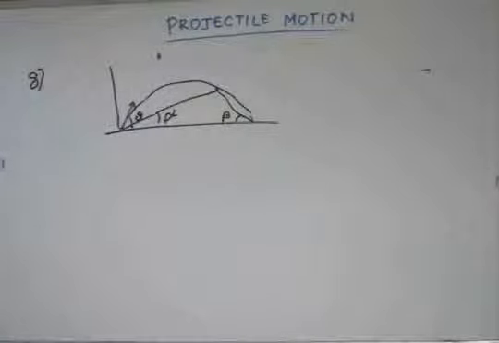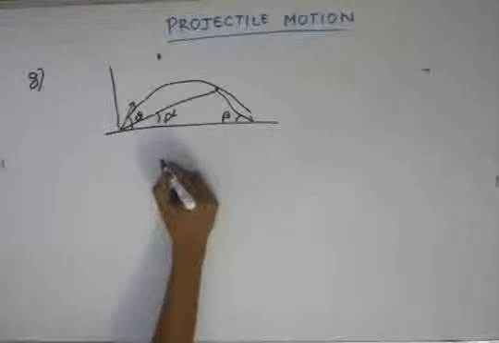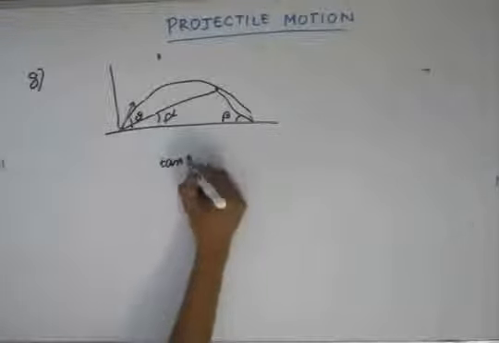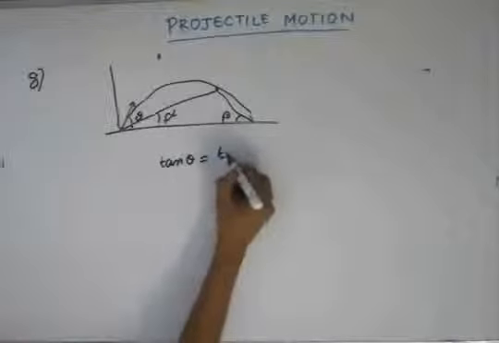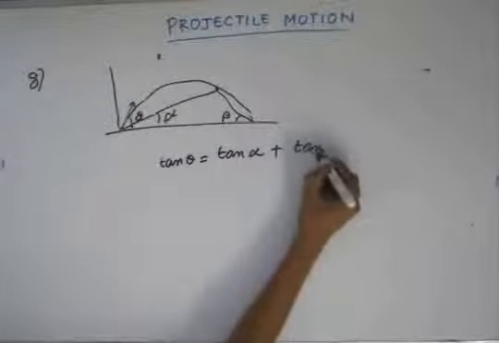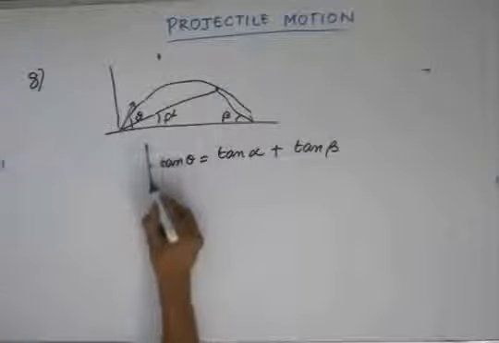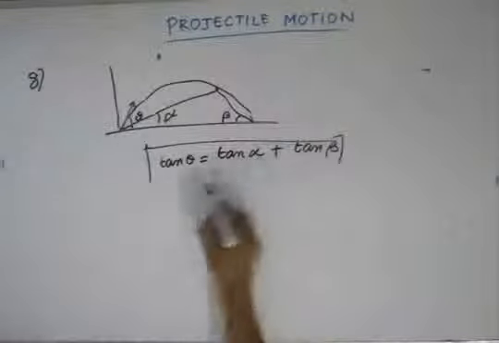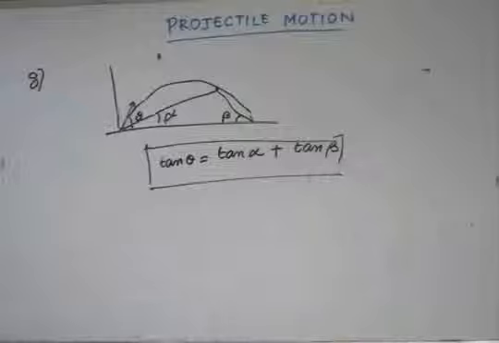Again this question can be solved using the equation of trajectory of projectile motion. The answer to this question is tan of angle theta is equal to tan of angle alpha plus tan of angle beta. Try solving this question on your own. If you have any doubts regarding this question, post it on our forum.